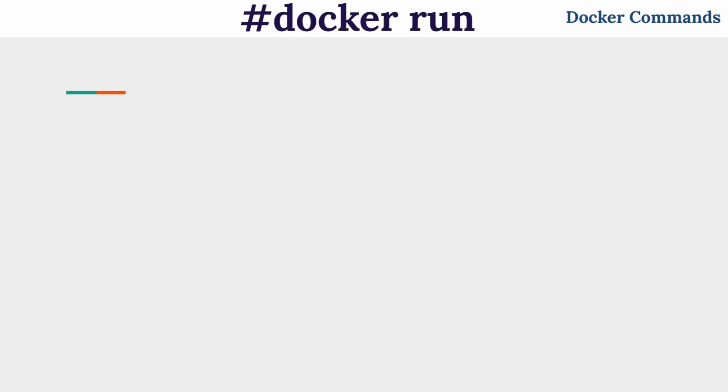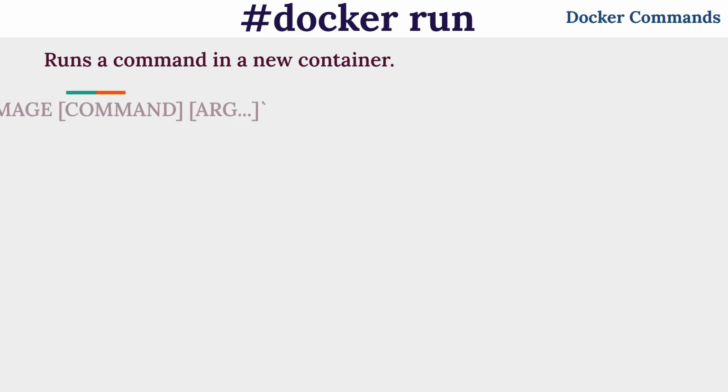Next command is Docker run. The Docker run command in Docker is used to create and start a new container from a Docker image. It allows you to specify various options to configure how the container runs. Here's a detailed explanation of how to use this command effectively. Let's see the syntax: docker run.